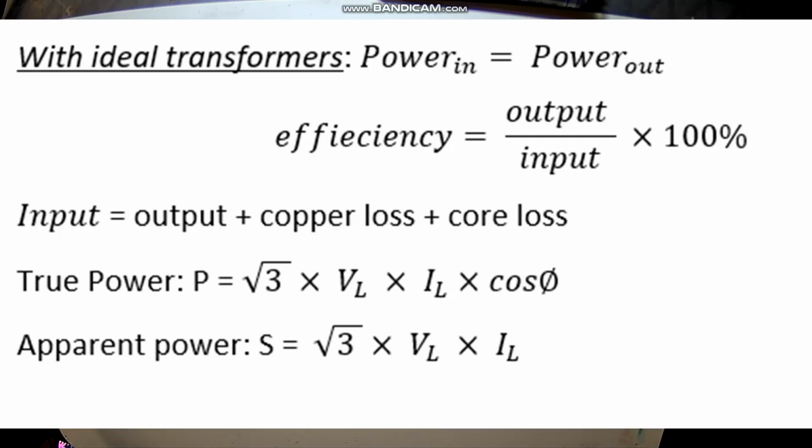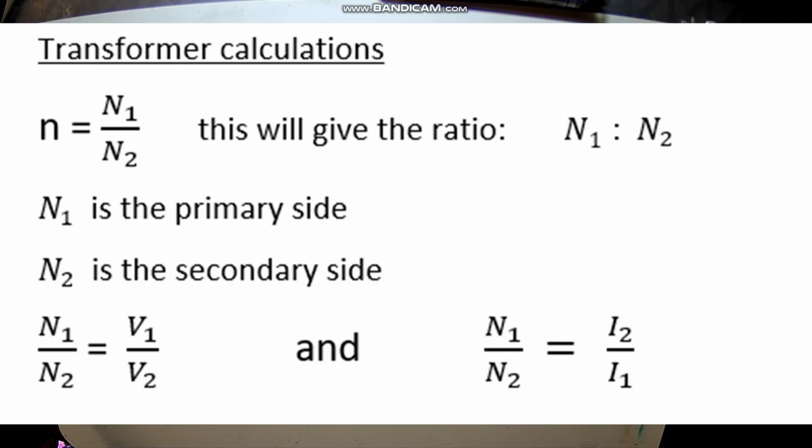Okay, then we also get S is equal to root 3 VL IL. And so either you're going to use only the ones or you're going to use the twos. So remember, when the transformer has no losses, the input is equal to the output. And so there's always a transformation ratio, which is N1 is to N2. Okay, and these are the formulas that you would use.